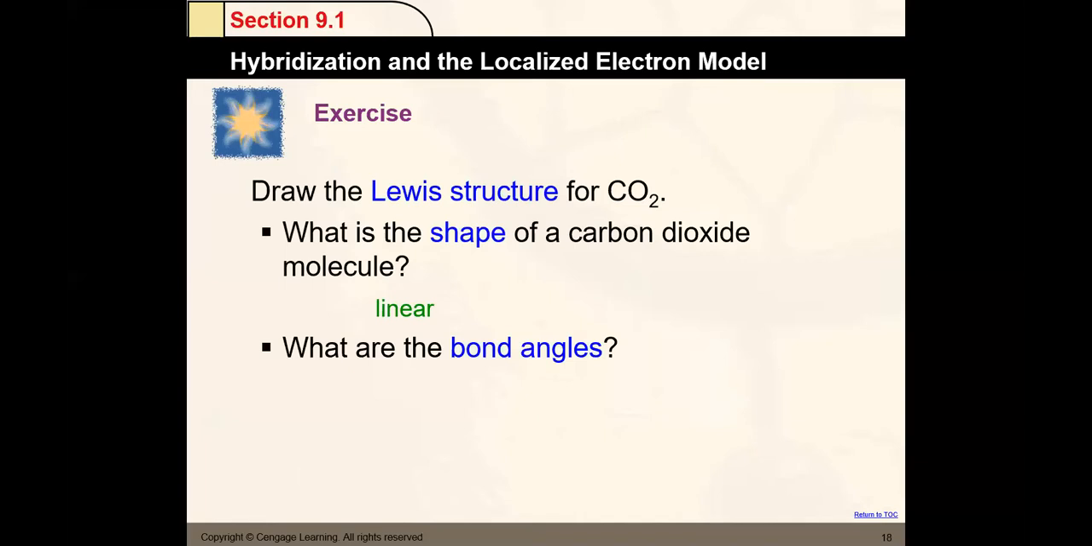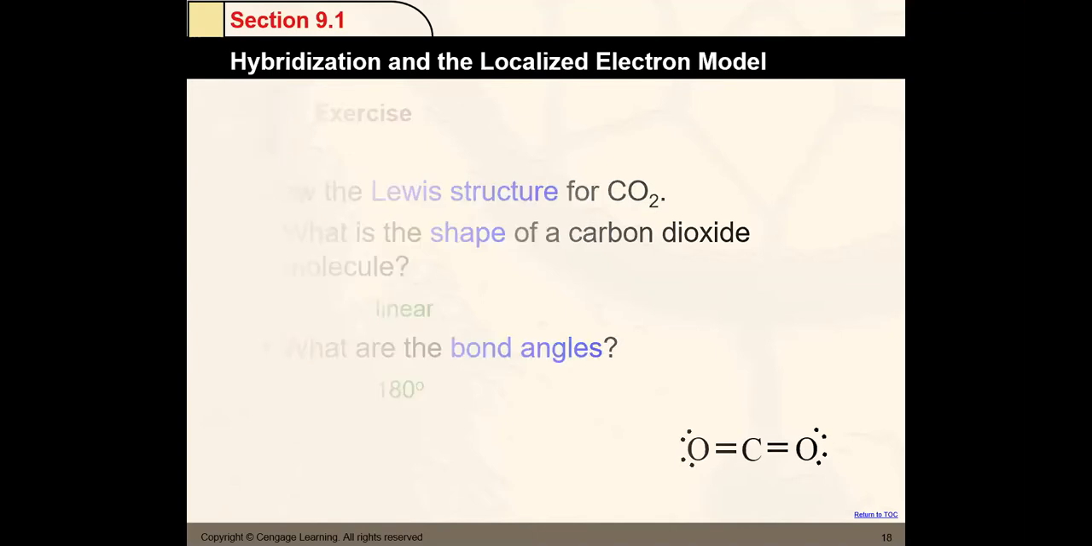For the next one, I have carbon dioxide. What is the shape of carbon dioxide? 2 electron groups, 0 lone pairs, is linear. What are the bond angles? For linear it is 180 degrees. This is carbon dioxide, right?